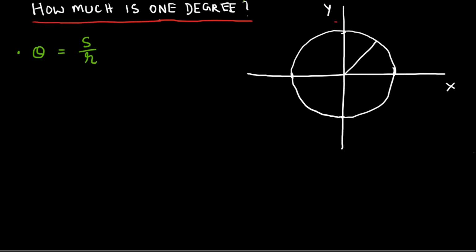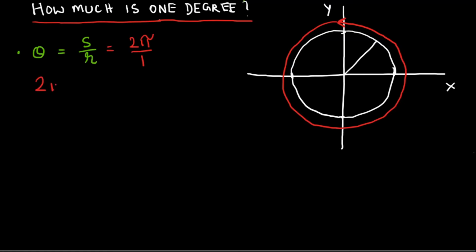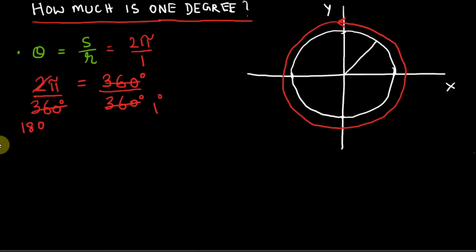Let's find out how much 1 degree is in terms of radians. We know that theta is arc length divided by radius. The circumference of a circle is the maximum length that the arc can cover. The circumference is 2 pi, which is equal to 360 degrees. Now let's divide each side by 360 degrees. 2 divides 360 by 180 and 360 by 360 is 1. Therefore 1 degree equals pi by 180.